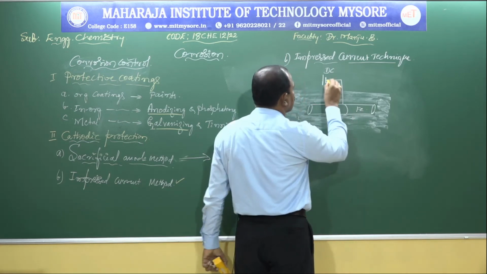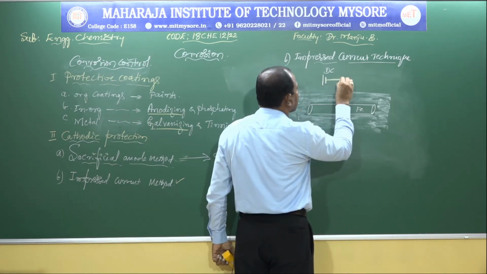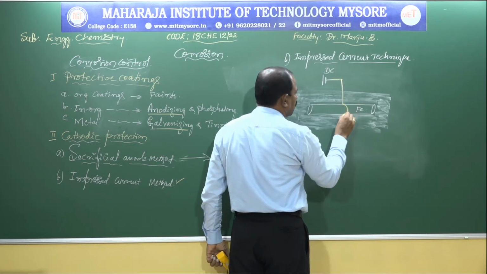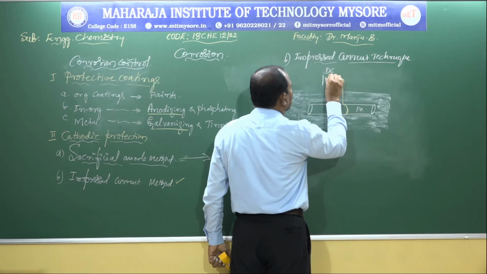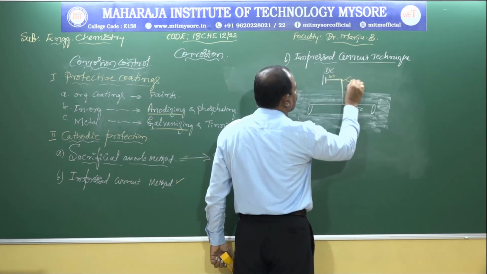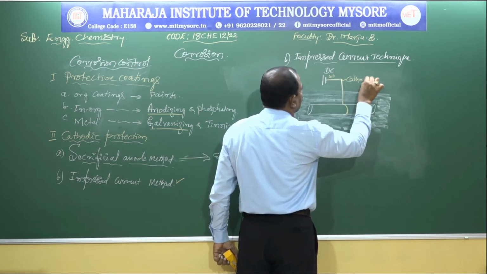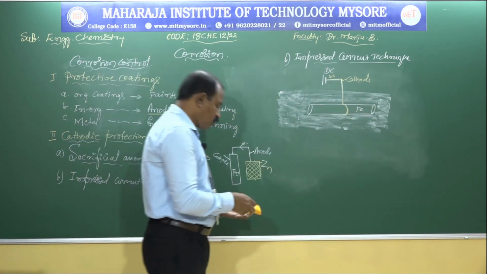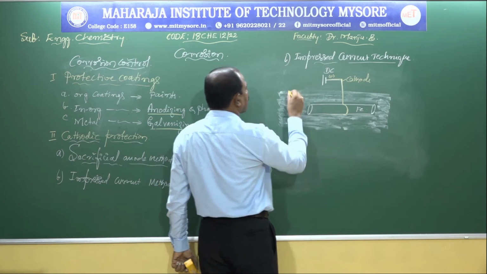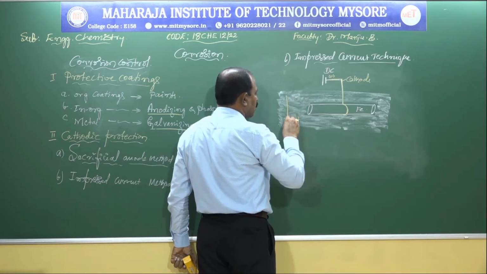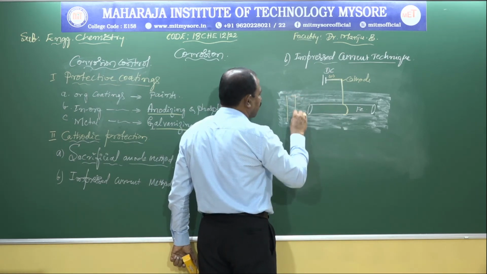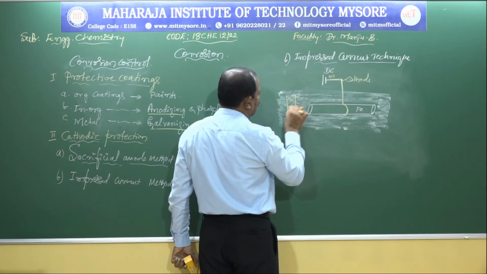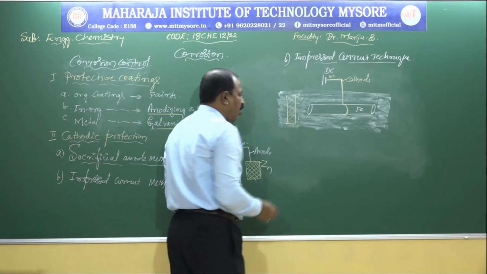Now as you can see, to pass the current there are two electrodes. This one is connected to the negative terminal, and that acts as cathode. The base metal which you want to prevent from corrosion should be made the cathode. To pass the current, one more reference electrode is required. That reference electrode may generally be either a graphite rod or silicon iron alloy.